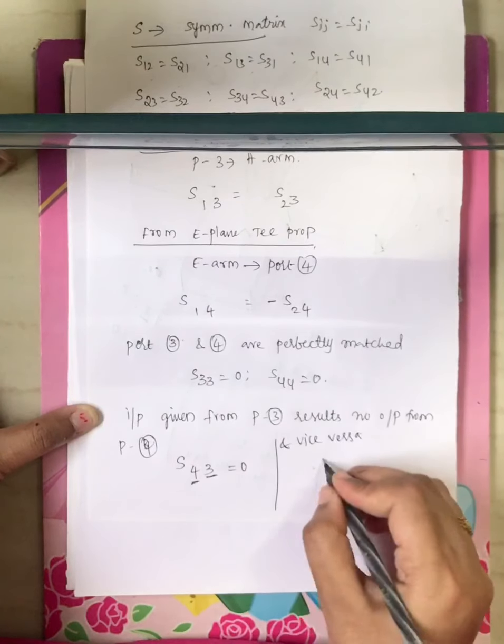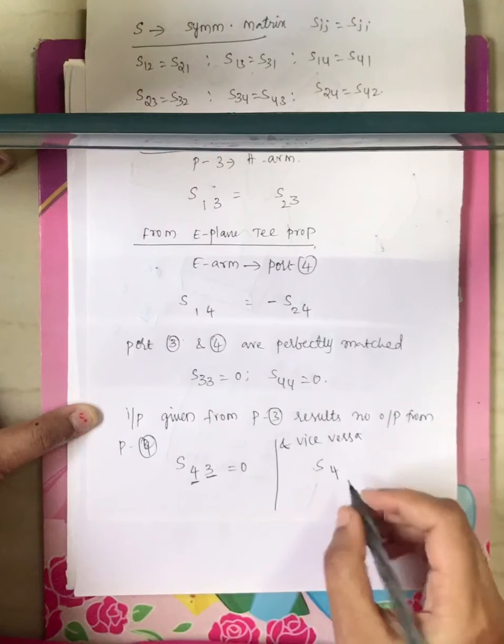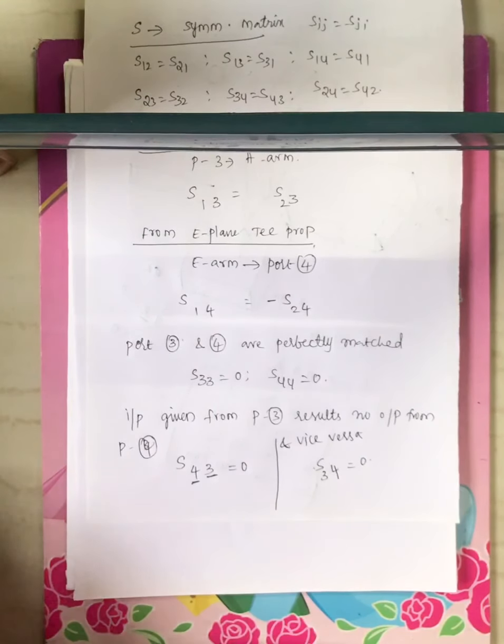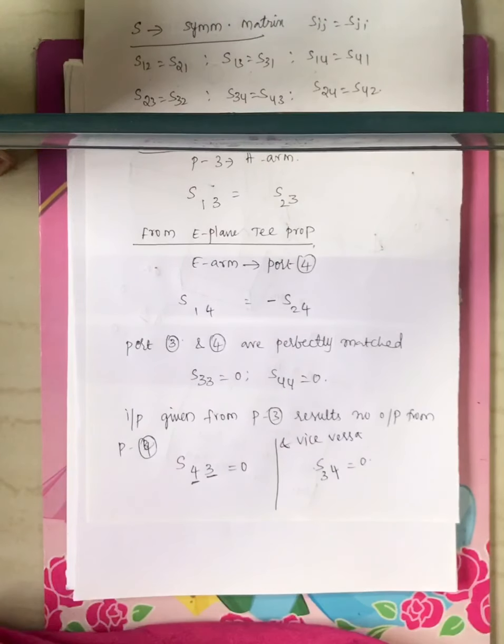That means the opposite: input given from port 4, output collected at port 3 will also be 0. If I give input power from port 4, you won't get any output power from port 3. If you want, you can check. If I give input power from port 3, you won't get any output power from port 4. That's why S43 is 0 and S34 is also 0.